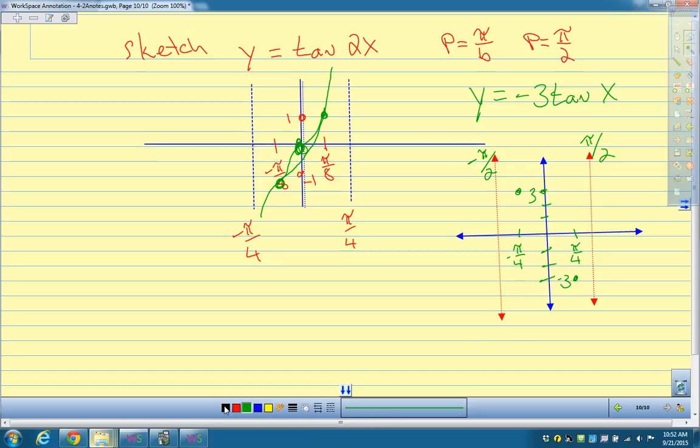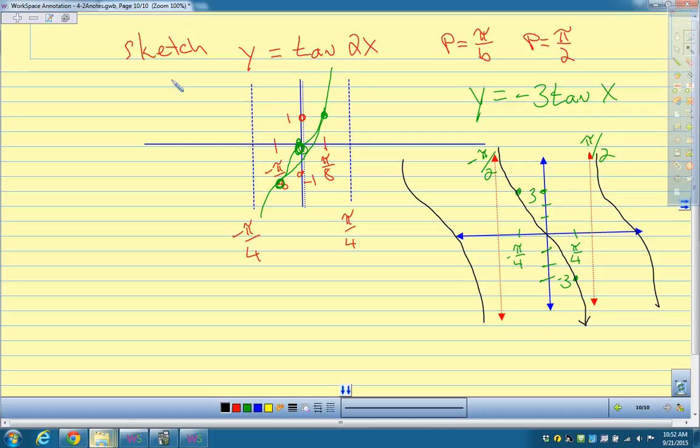And so this graph is going to look something like this. It's going to go through 0 like this, and it's going to do that over and over again, okay? Over and over again. So you should sketch in a few periods and asymptotes so you know what it's doing. Questions?